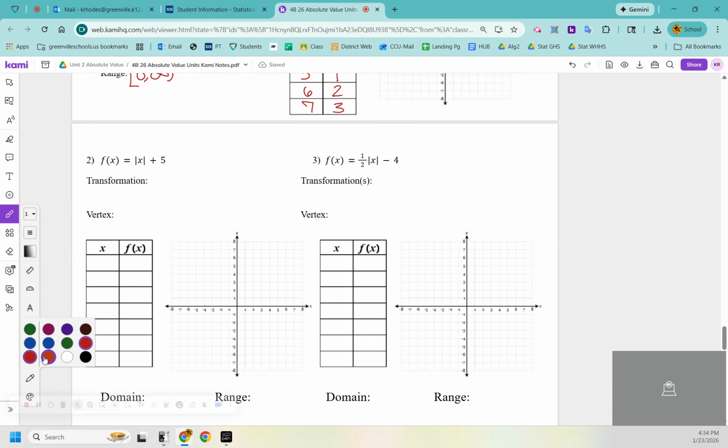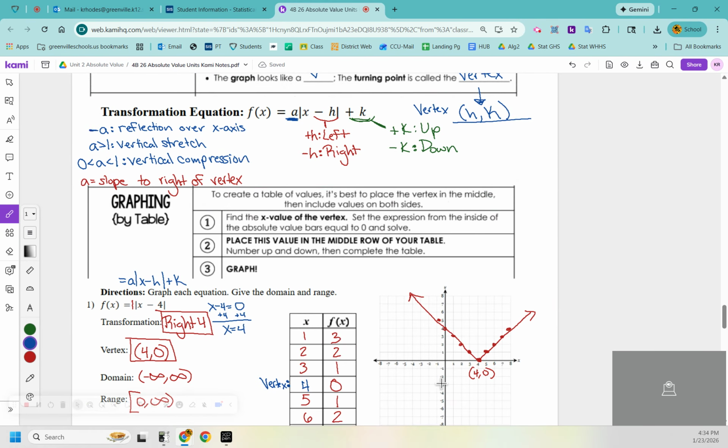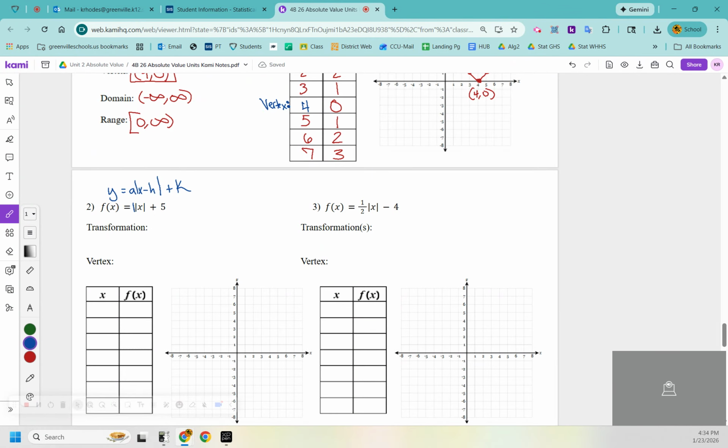So the original equation, y equals a, parentheses x minus h. This one doesn't have an h, obviously, plus k. Our a is 1, right? It's not moving. We don't have an h. And our k is 5. K is plus 5, which means your graph is going to go up 5. So if your original vertex was 0, 0 here, and I move it up 5, 1, 2, 3, 4, 5, now I'm here.